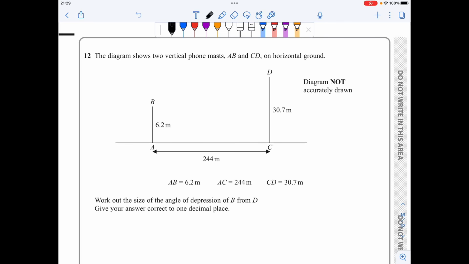In question 12, the angle of depression of B from D is the following. And in order to find this angle, I'll use the following right angle triangle. Let's call this point here E. So in order to find the distance BE, I will subtract 30.7 minus 6.2, which will give me 24.5. And now let's extract this blue triangle.